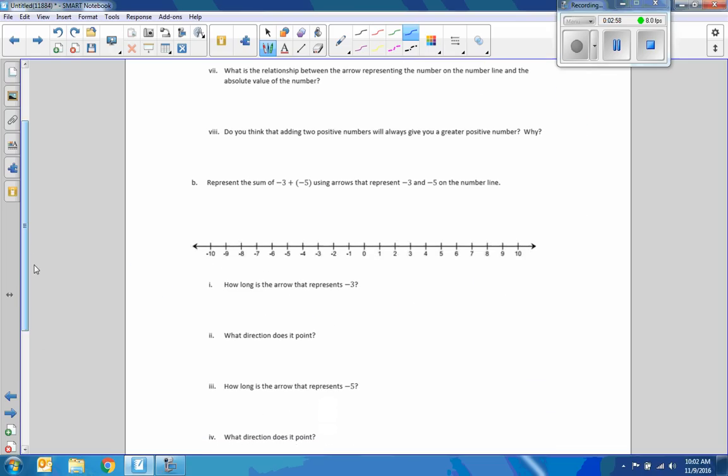7. What is the relationship between the arrow representing the number on the number line and the absolute value of the number? Okay, they're equal. So the length of the arrow is equal to the absolute value.